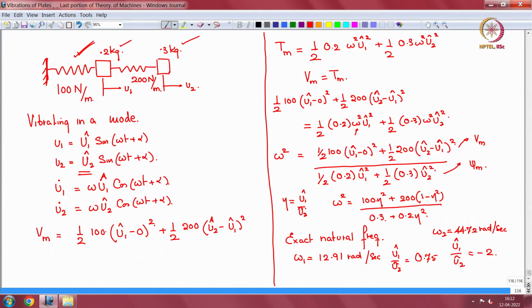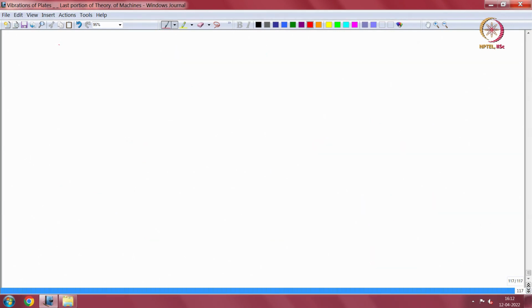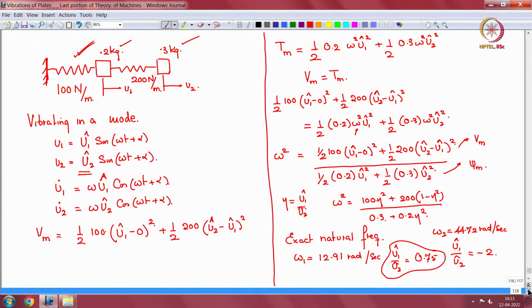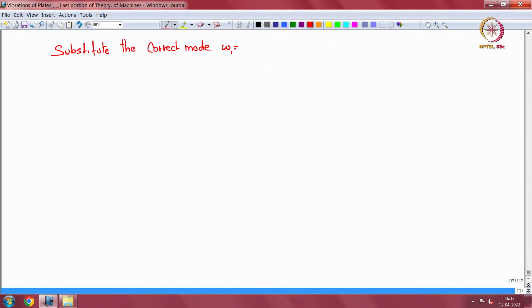So you can say that this is a mode shape. This is a mode shape. So if you substitute the correct mode shape, then you will get the right value, which is 12.91. Omega 1 you will get 12.91. And what is the correct mode shape? It is eta equal to 0.75.